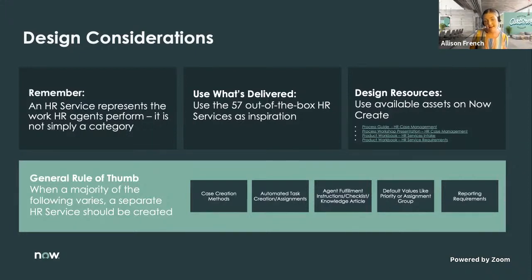The next item here is, let's say there is a difference in how tasks should be generated and created, and the assignments. Or alternatively, let's say there are different agent fulfillment instructions or checklists or knowledge articles that should be associated to the HR service. Or maybe there are different default values that you want to set on the HR case, such as the priority or the assignment group. Or you have varying reporting requirements. Let's say you would like to see one thing at the HR service level versus another thing at the topic category level. These are all general rules of thumb in terms of when it could make sense to create a separate HR service.